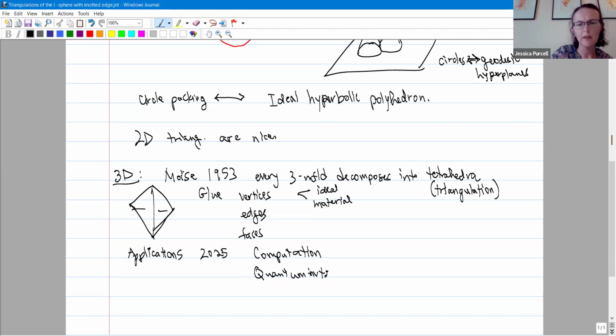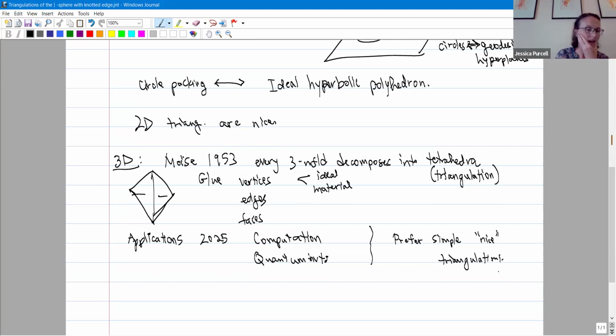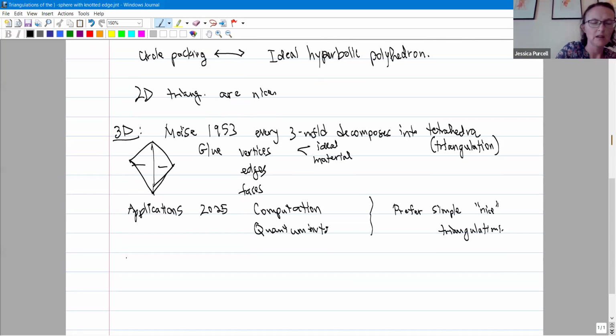But both of these can be difficult. You really would prefer simple triangulations. Nice triangulations. Okay, so an example of a nice triangulation. So there are different ways to define nice. There are some combinatorial definitions of nice. There are geometric definitions of nice.